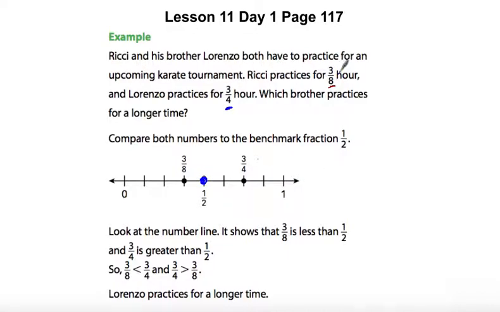And Ricky practices for 3/8 of an hour. Well, let's see where 3/8 is. They've already shown us that it's over here, but let's talk about why. Here's 3/8. We have a number line from 0 to 1, which is 1, 2, 3, 4, 5, 6, 7, 8. It's broken up into 8 equal sections, and Ricky practices for 3/8 of an hour. But let's talk about Lorenzo, who practices for 3/4 of an hour.